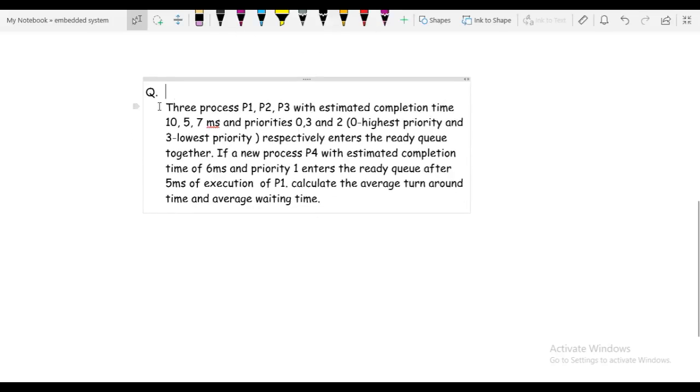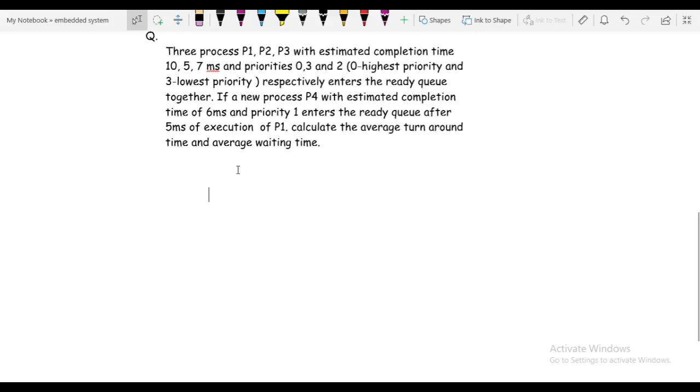So the question says: 3 processes P1, P2, P3 with estimated completion times 10, 5 and 7 milliseconds and priorities 0, 3 and 2, with 0 as highest priority and 3 as lowest priority respectively, enter the ready queue together. If a new process P4 with estimated completion time of 6 milliseconds and priority 1 enters the ready queue after 5 milliseconds of execution of P1, calculate the average turnaround time and average waiting time. Let's do it.